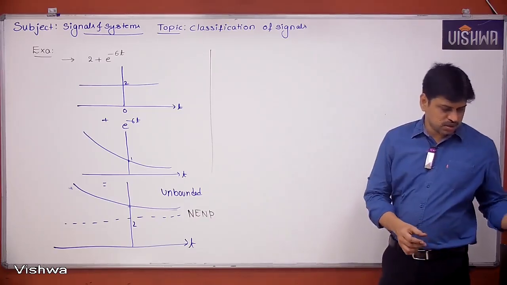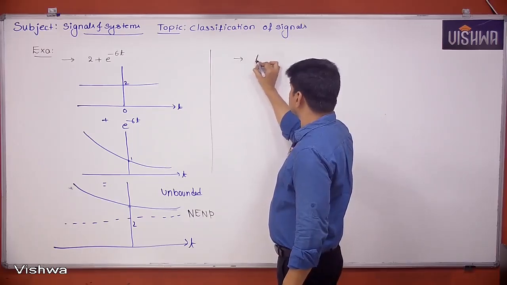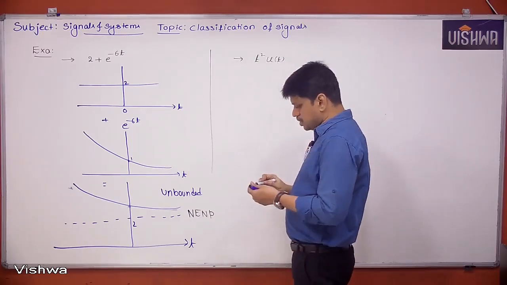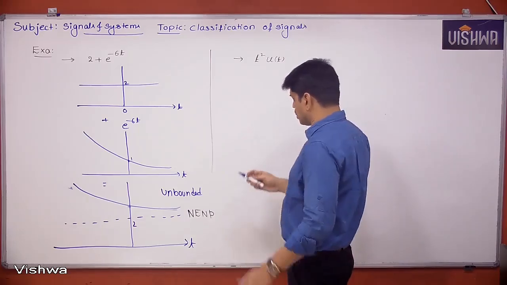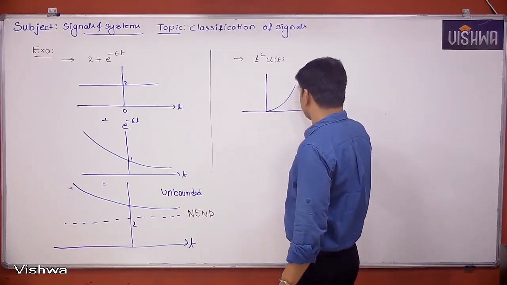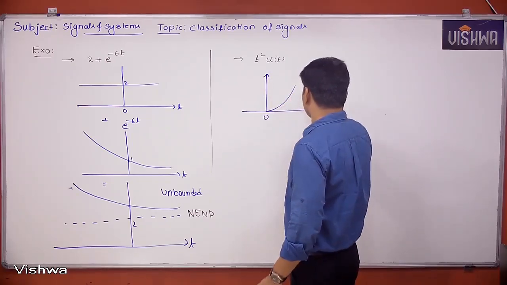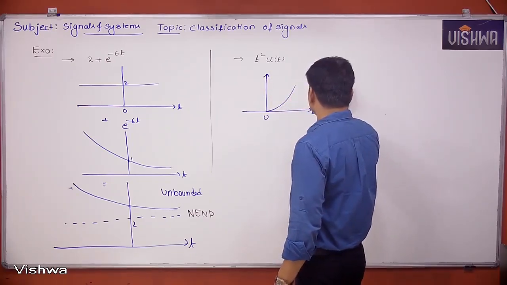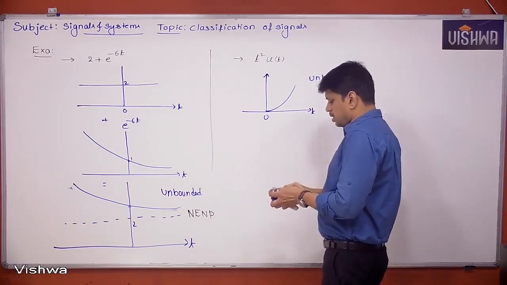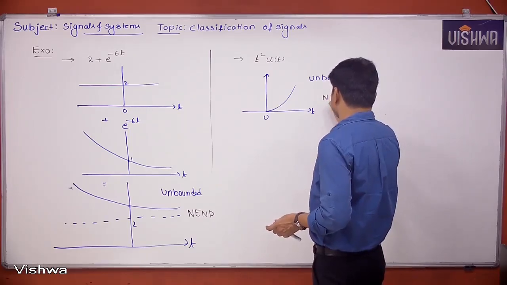Next, suppose if I take another example, t square u of t. So if I draw the signal, which is nothing but a parabolic signal, again it is going to be an unbounded function. It looks like this, parabolic function. It is again unbounded. Whenever the signal is unbounded, no doubt it is going to be neither energy nor power signal.